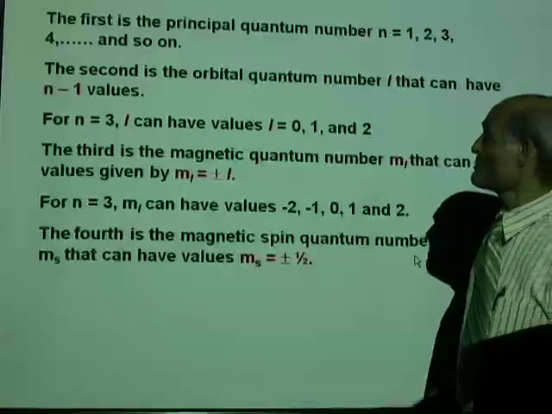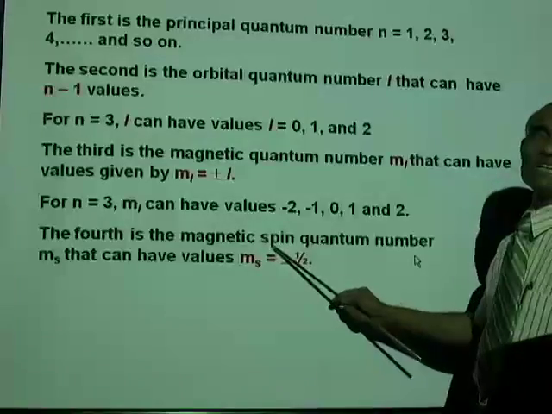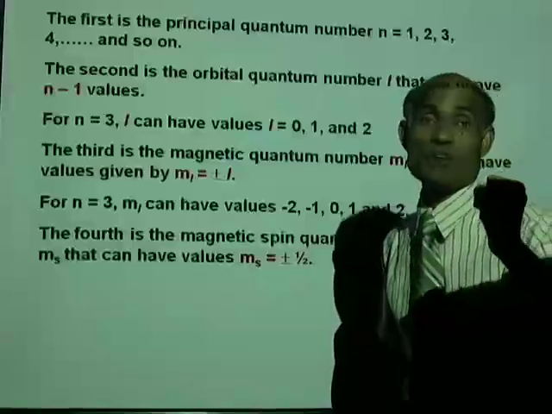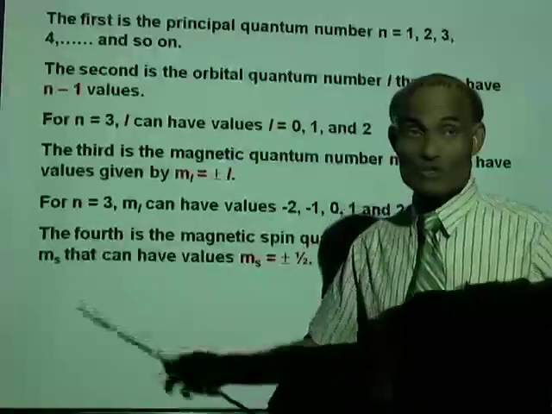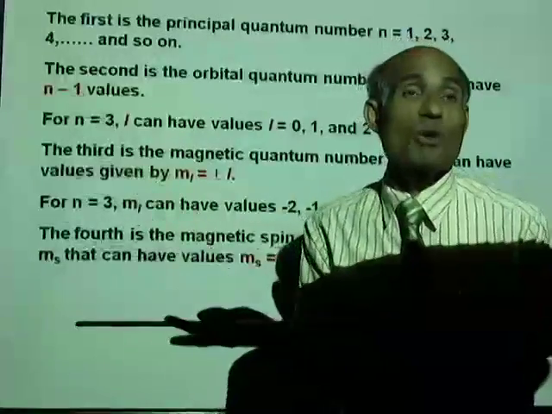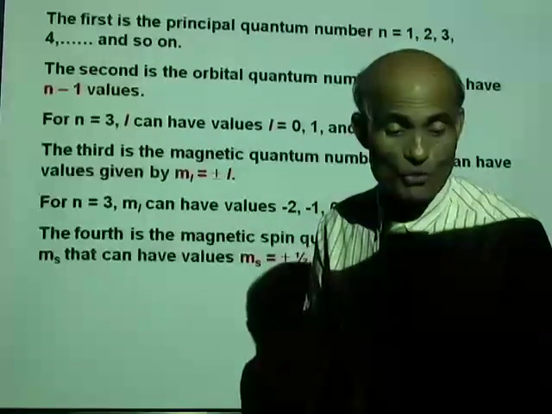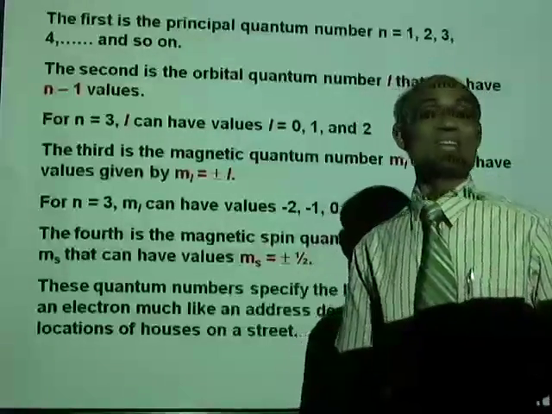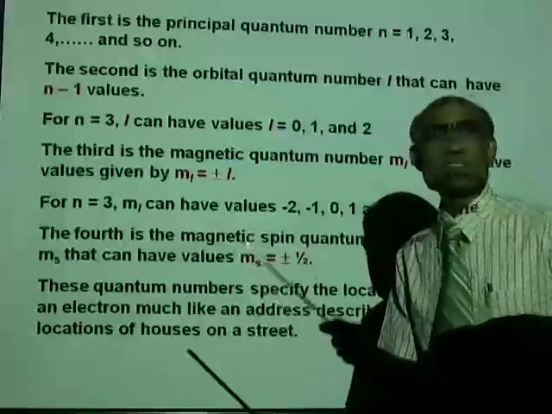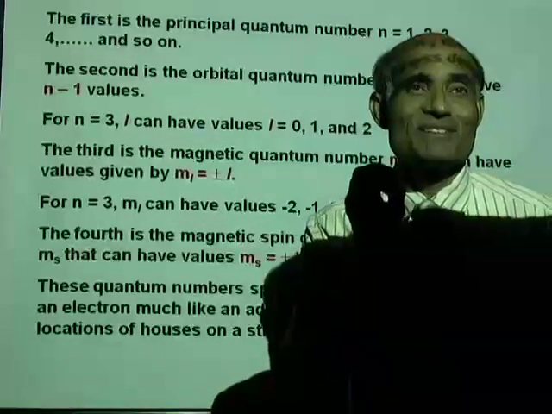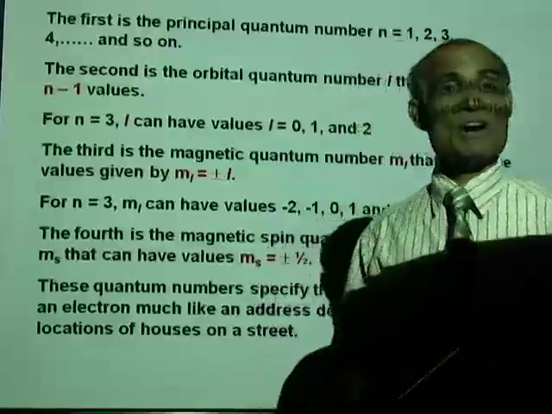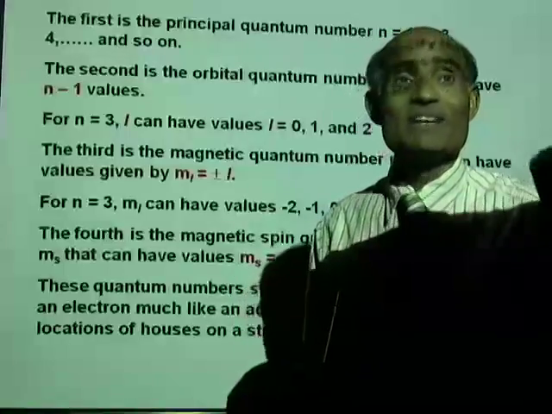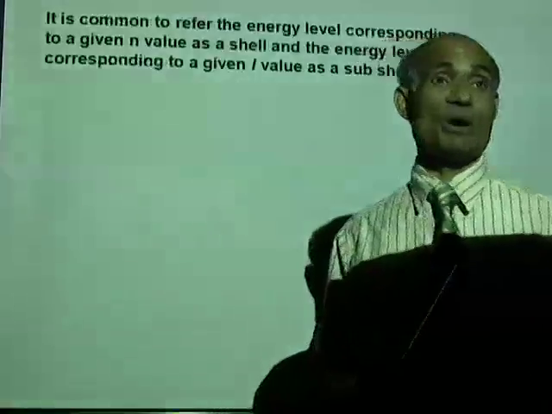And the fourth quantum number is called the magnetic spin quantum number, and it has just 2 values. It can be positive 1/2 or negative 1/2. So we have now all these quantum numbers, and we're going to use all of them to locate exactly where an electron is in the atom. In other words, these quantum numbers give you an address to locate the position of the electron. And this is where the quantum mechanical model is more precise than any other model we discussed so far.